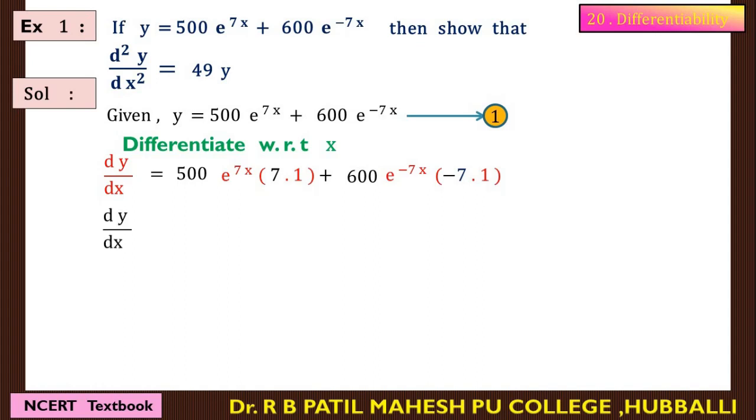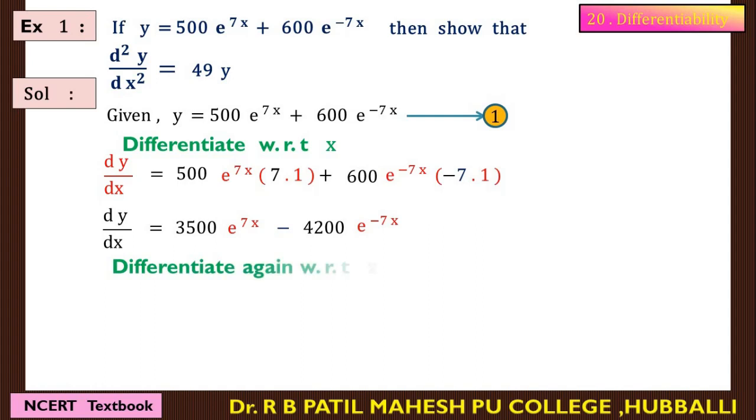In the next step, multiplying the constants, you will get 500 into 7, which is nothing but 3500 e raised to 7x, and here plus into minus, and 600 into 7, so this product becomes minus 4200 e raised to minus 7x.